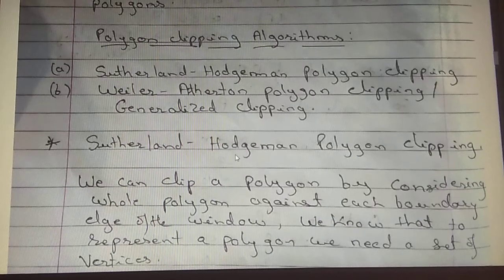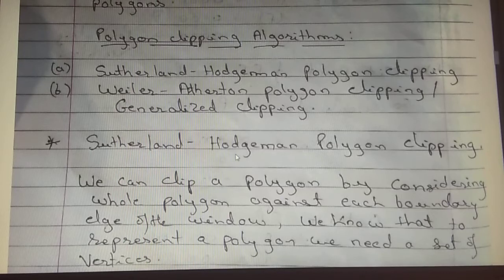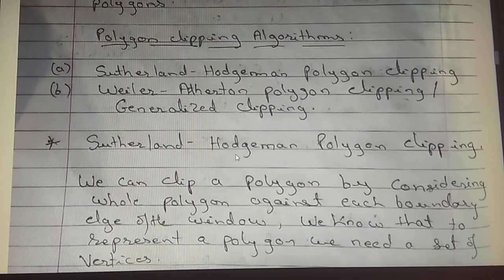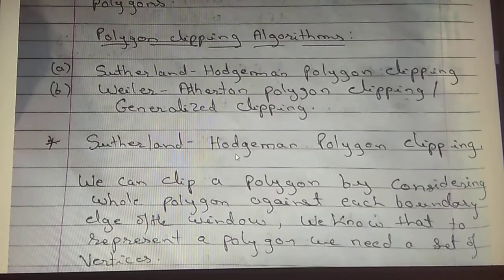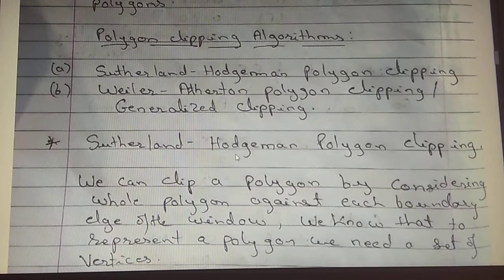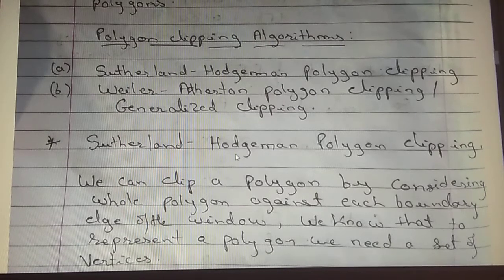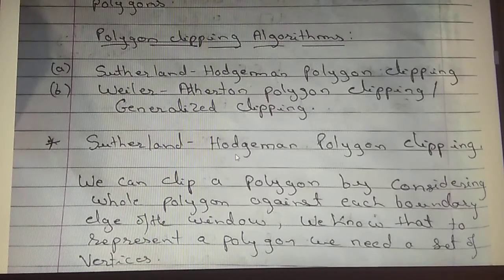Hello students, now we'll start with the next part, that is the polygon clipping algorithm. In the last part we saw how to clip a line using a line clipping algorithm. Now we will see how to clip a polygon. Basically a polygon is a set of lines only, right? Any polygon is made up of lines, but the main difference is it is a closed figure. So here also we can use the line clipping algorithm to clip a polygon, is it?